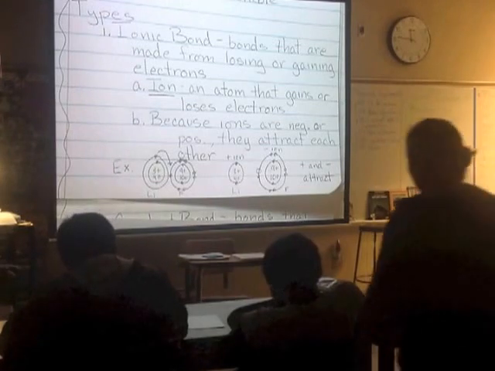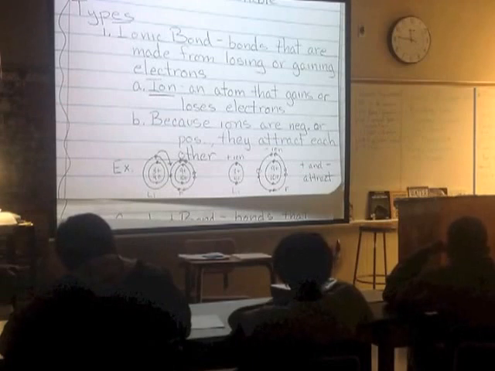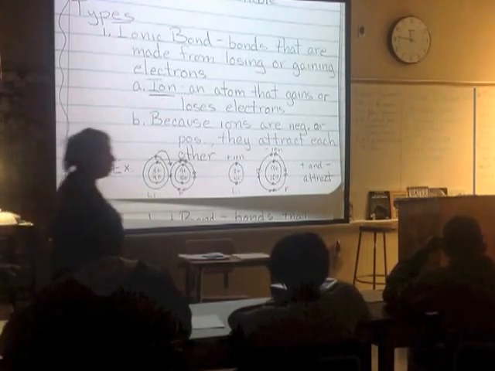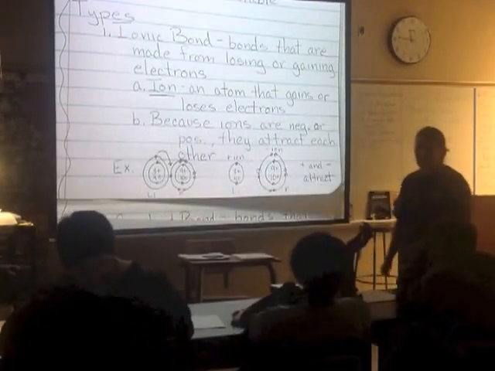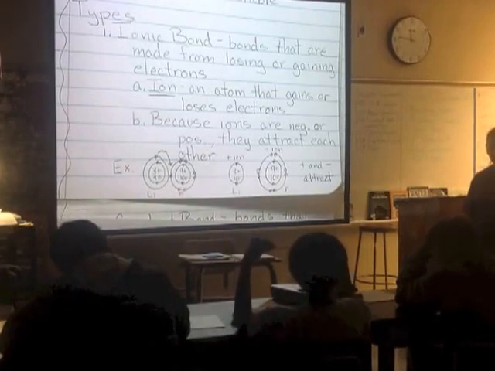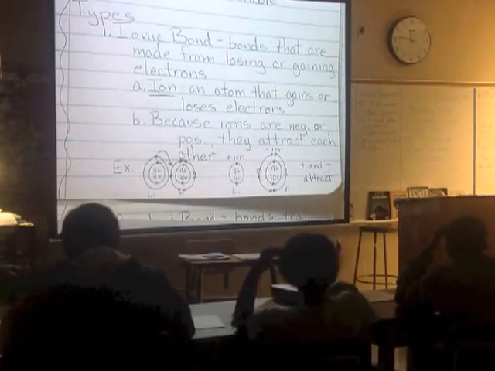When we first started to draw atoms, I told you we draw them as neutral atoms. Who thinks they can remember what neutral means? Raise your hand. Okay, Sid. It's when there's the same number of electrons and the same number of protons. Very good. So the same number of protons and electrons.